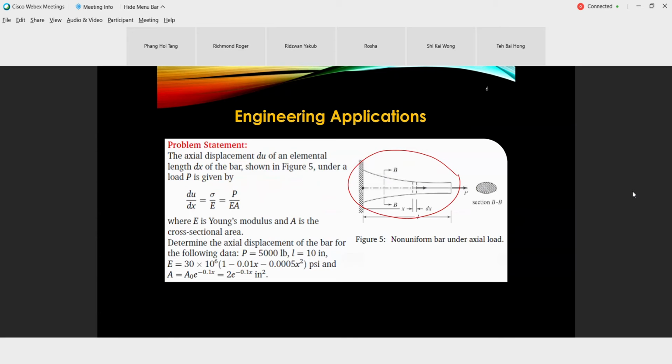Determine the axial displacement of the bar for the following data. So we understand that the axial displacement is delta U. So you must determine the axial displacement based on this equation. So we understand that delta U over delta X is equal to P over EA.